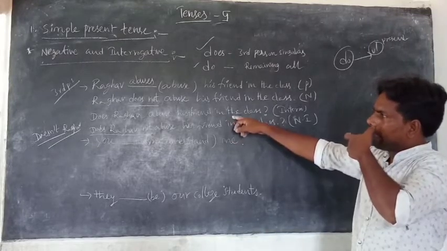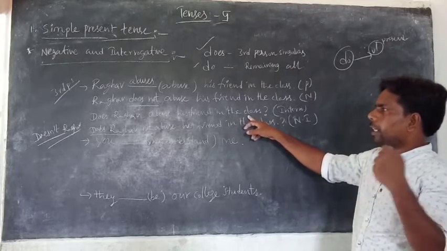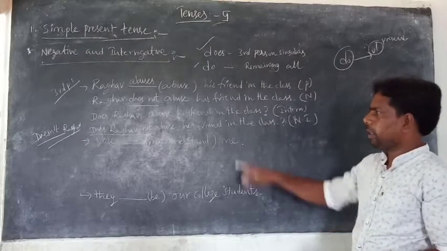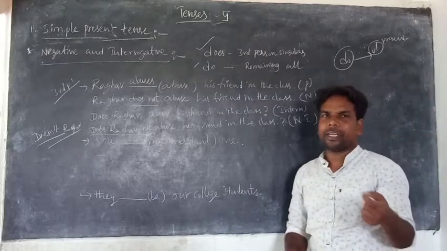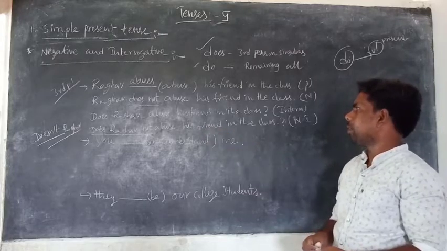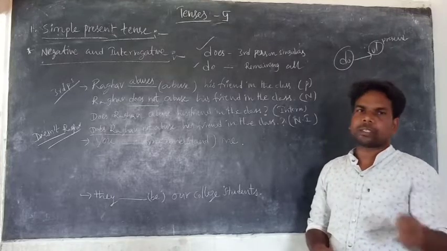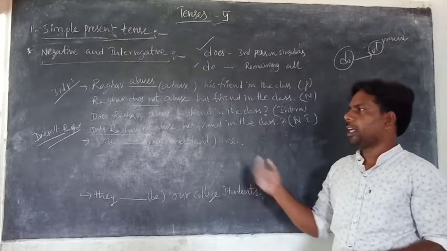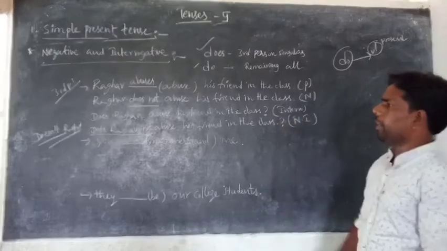The difference between interrogative and negative interrogative: interrogative, does Raghav abuse his friend? Atadu Raghav a friend abuse chesada. This one gives a negative opinion, a negative answer. Does Raghav not abuse his friend in the class means Raghav a friend ni al class lo abuse cheyaleda. So he is asking cheyaleda. So this is a negative interrogative.